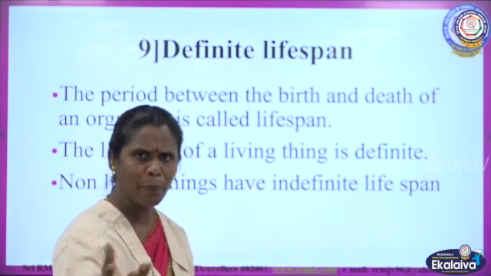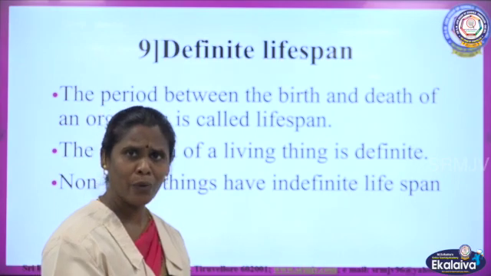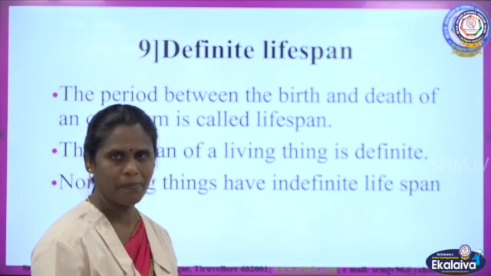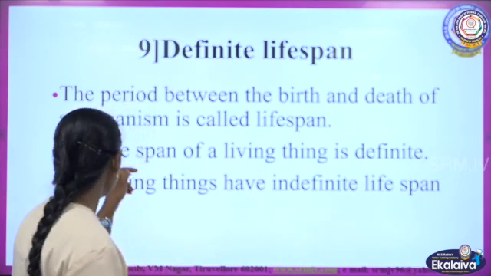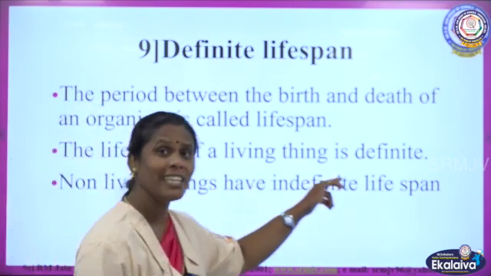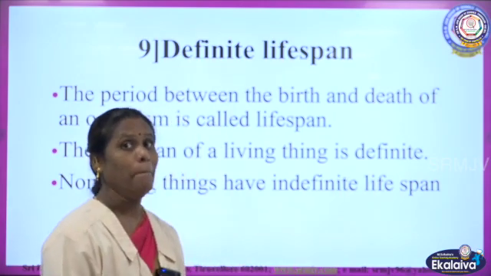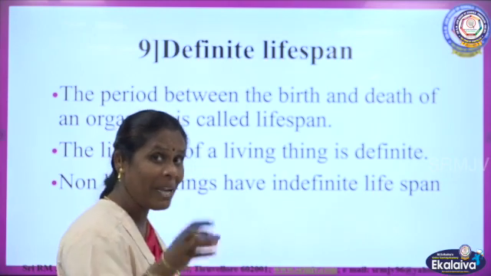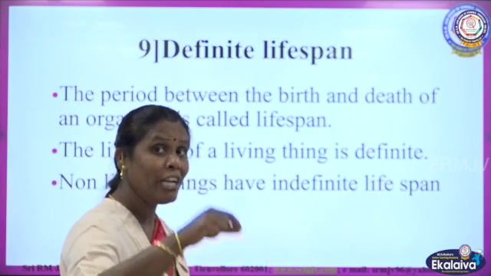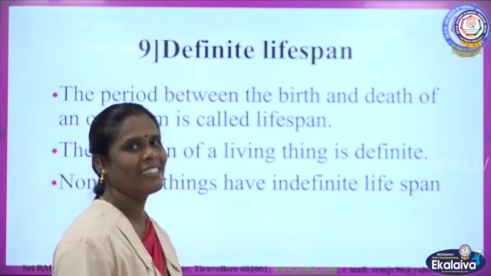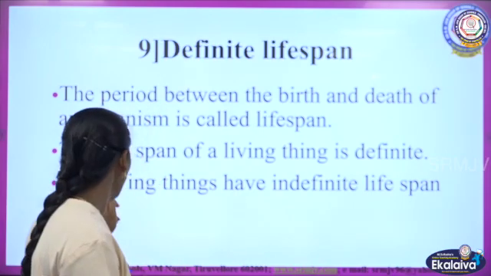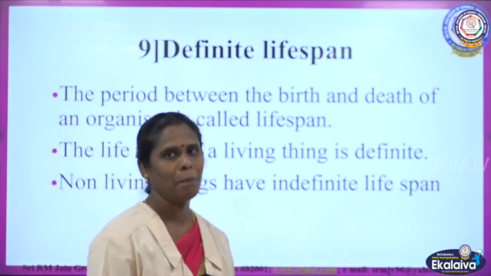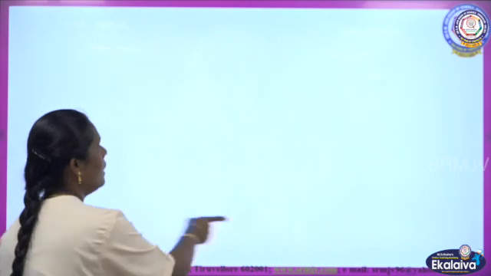When you grow a plant, it will grow for a few months or few years. After that it will die. So that we can say the lifespan of living things is definite. But non-living things, whereas a stone placed at a place, it will remain forever. So that's why we can say non-living things have indefinite lifespan.